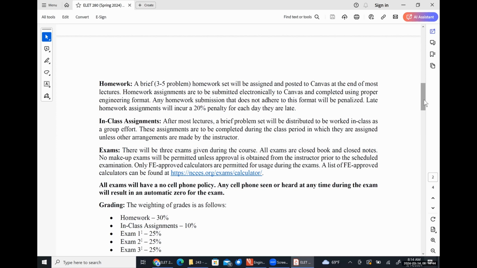Only FE approved calculators are permitted for usage during the exams. A list of FE approved calculators can be found at that link.